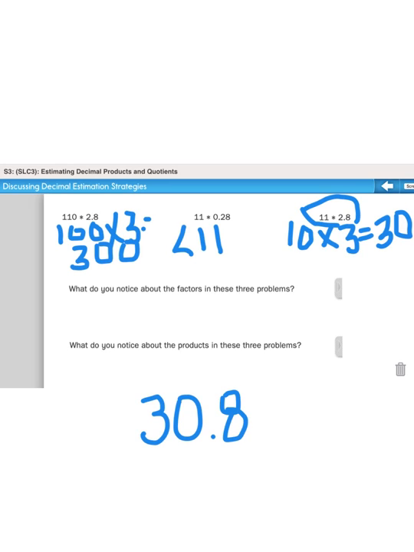Now, if you use calculators to figure out the answer to these problems, you would have found that 110 times 2 and 8/10 equals 308. 11 times 28 hundredths equals 3 and 8 hundredths. So what do you notice about the factors in these three problems? They all have digits in the same order, but the decimal points are in different places. What do you notice about the products in these three problems? They also have the same digits, but the decimal points are in different places.